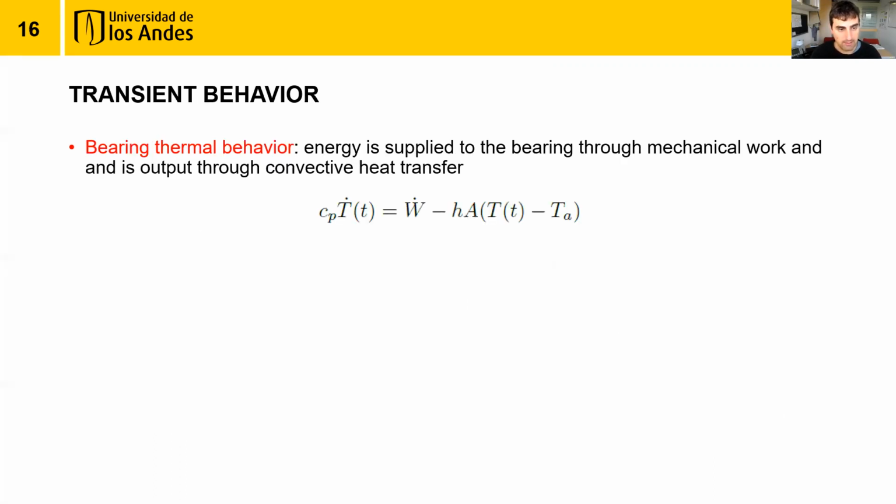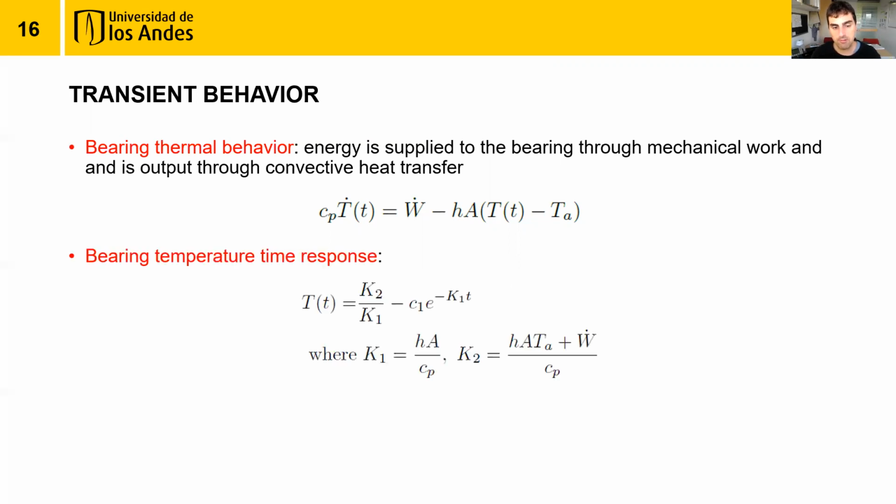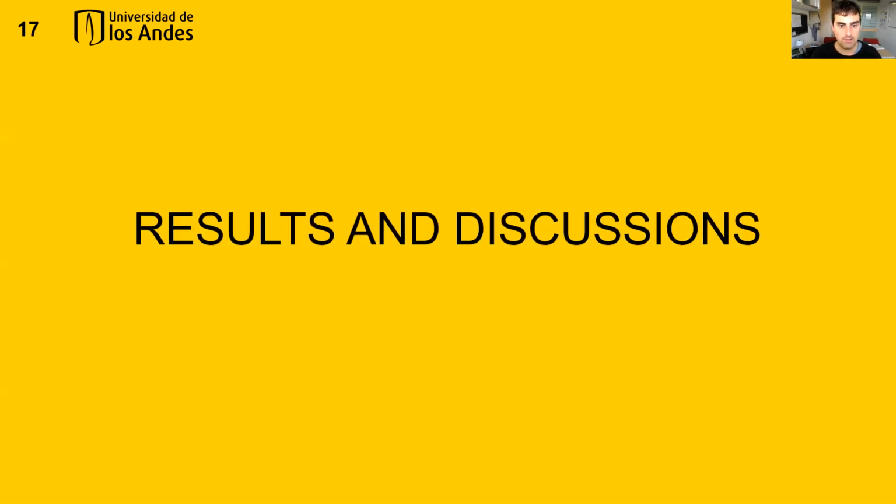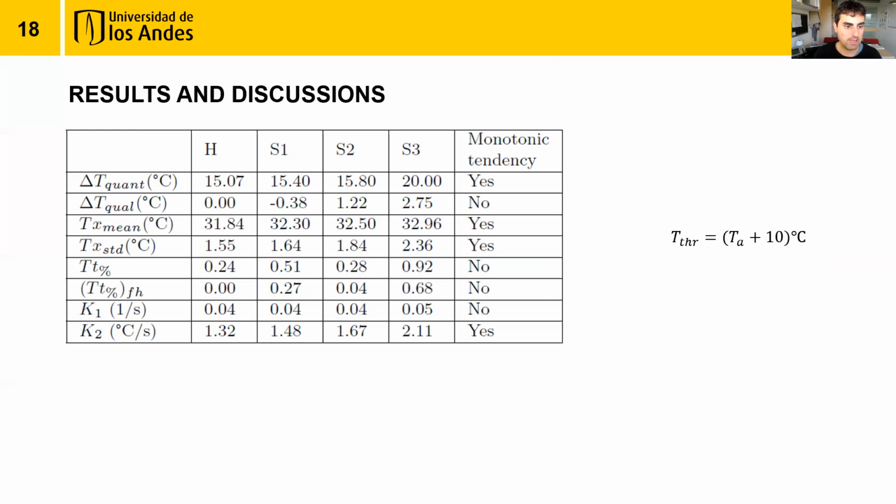Then we also identified some indicators for the transient behavior. In this case, we identified a first order differential equation that represents the temperature behavior of the bearings. By solving this first order differential equation, we can identify an exponential model that represents the behavior of the bearings. From this model, we can identify two constants, K1 and K2, and these two will be utilized as indicators. So in summary, we have identified all these indicators. The first 6 are relative to the steady state behavior, and the last two to the transient behavior.